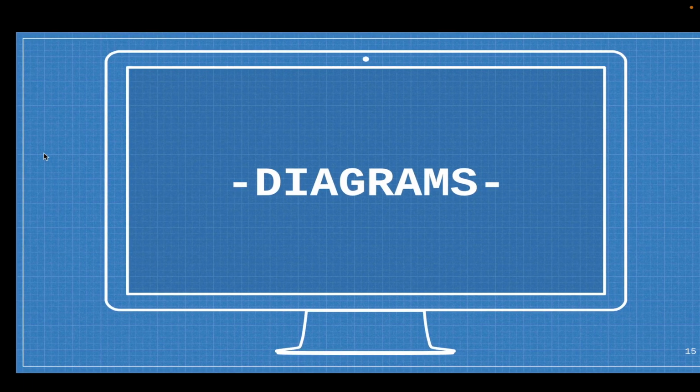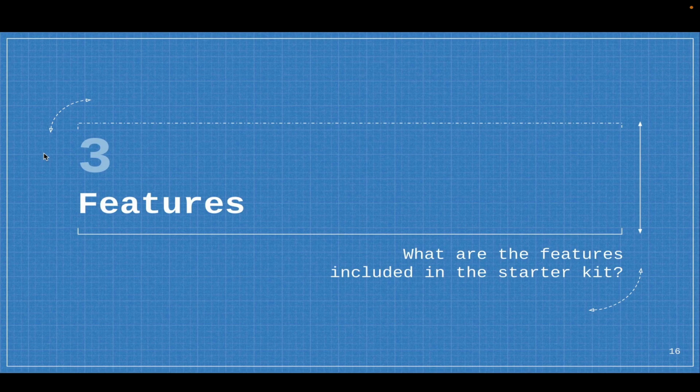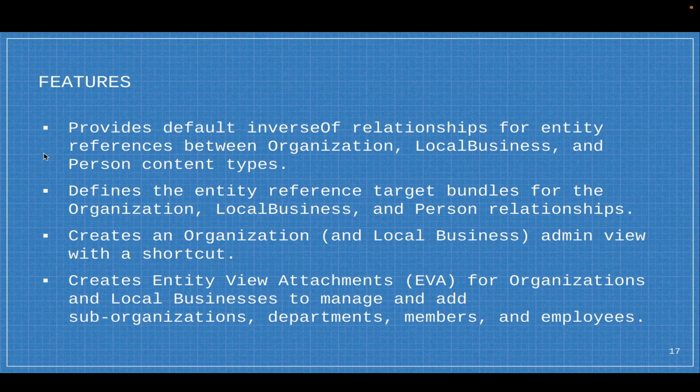Okay, I'm going to keep going. And let's just talk about some of the features included in the starter kit. It provides default inverse relationships for entity references between organization, local business, and person content type. It defines the entity reference target bundle. So for an organization, you have member that targets person. When you're on person, member of targets organization, not local business. And the same thing goes with the employee relationship for local business. It also creates an admin view for organizations so you can view all of them.